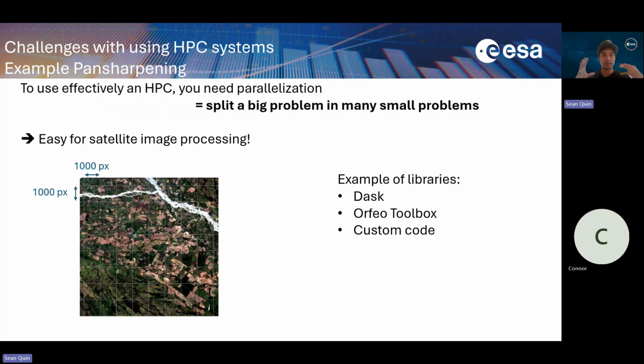Essentially, we'd be demonstrating how to effectively use an HPC through parallelization, so splitting a big problem into smaller ones. So here, for example, we have that image on the left of 1,000 by 1,000 pixels, through the use of libraries such as Dask, the Orfeo Toolbox, and custom code that we developed. What we were going to do was parallelize this into different grids, which would be allocated to different hardware components.